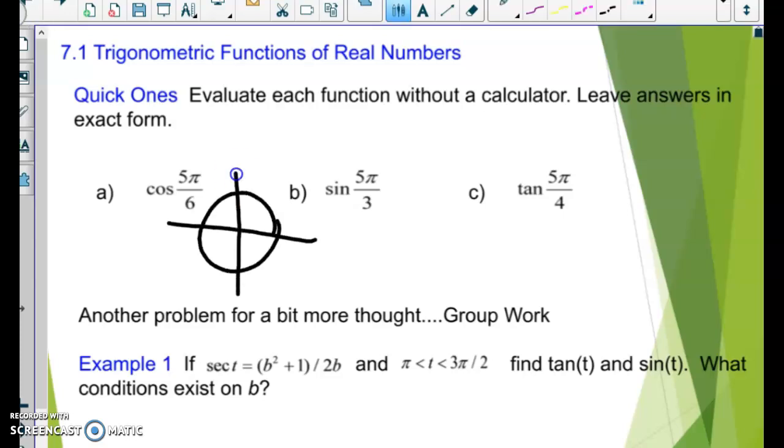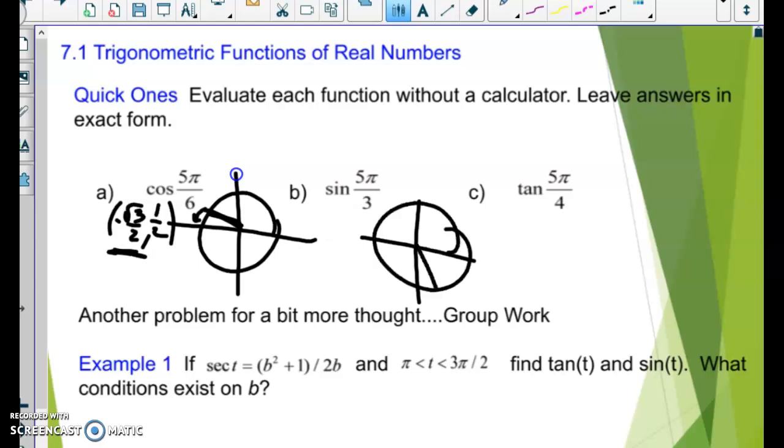We're trying to find out what the cosine, which is the x value, is at 5 pi over 6, which would be a reference angle of pi over 6, because from the horizontal, that's the reference angle. And we know that the point out here at 5 pi over 6 is negative square root of 3 over 2, comma, positive 1/2. And we know that the cosine value is the x value, so negative root 3 over 2.